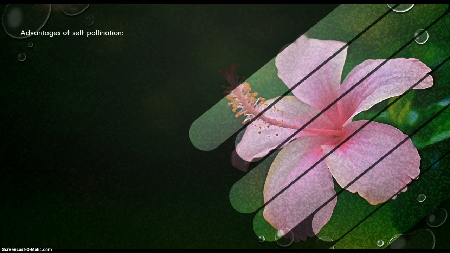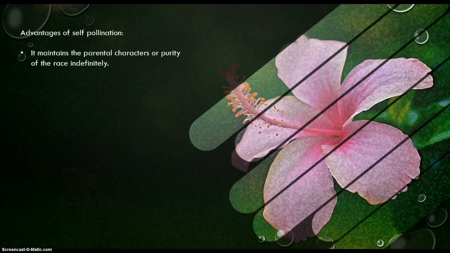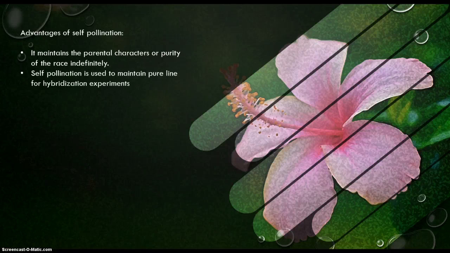What are the advantages of self-pollination? First of all, it maintains the parental characters, or purity of the race, indefinitely. Since the pollen is not falling on any other new plant, new character formation is not seen here. Hence the characters the parent had are found in the generations. Self-pollination maintains a pure line, and this pure line is very important for botanists because they perform several kinds of hybridization experiments, and all these experiments require a pure line, which can be obtained by self-pollination.